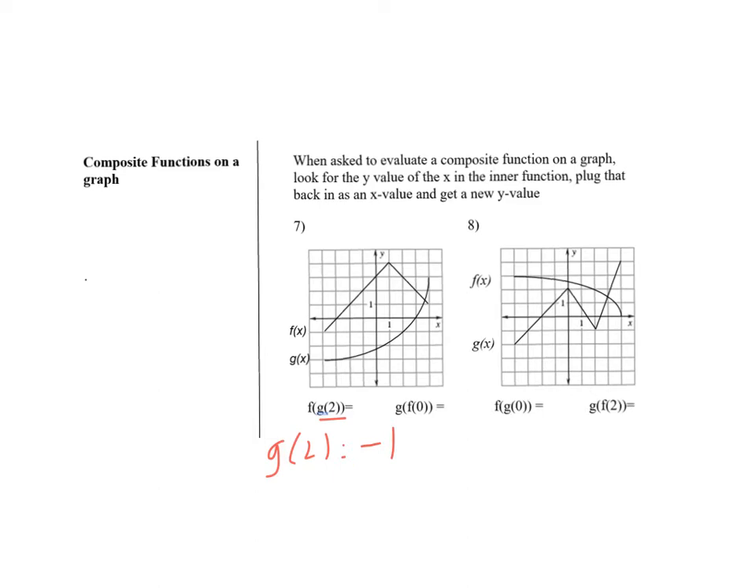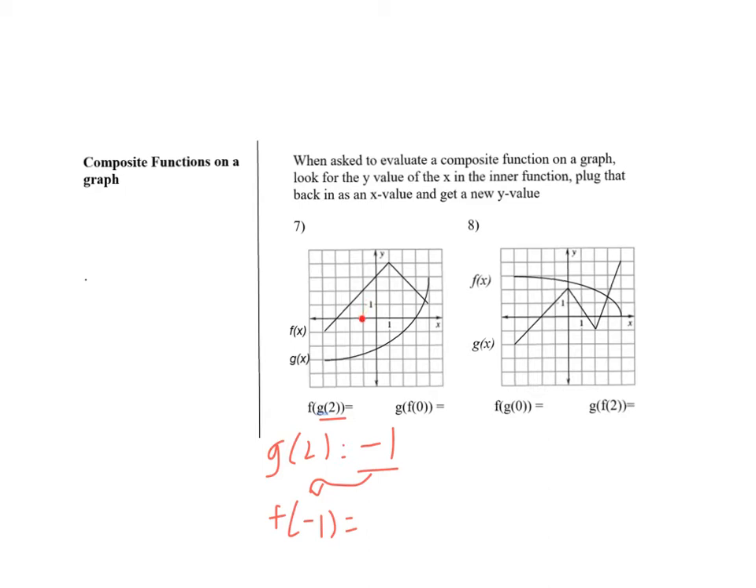But because this is a composite function, we now have to take that y value and actually plug it into the outer function as an x value. So that's kind of the big idea on this, is kind of our answer from the first piece. The y value from the first piece becomes the x value for the second piece. So now I'm looking at -1, and now I'm looking at the f function.